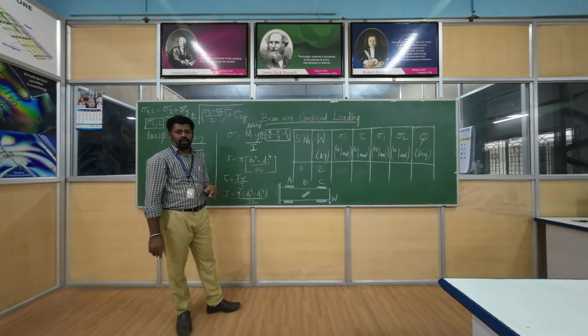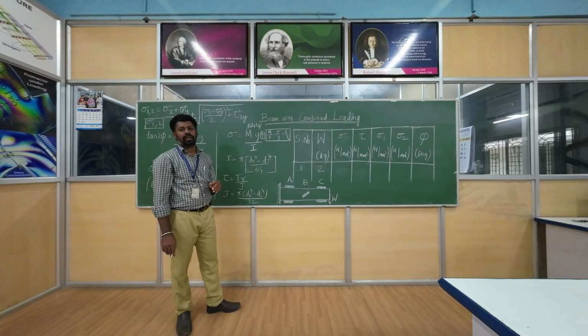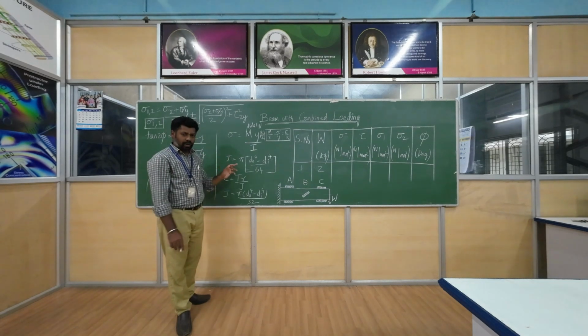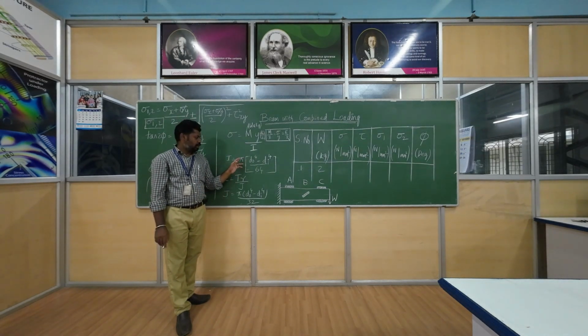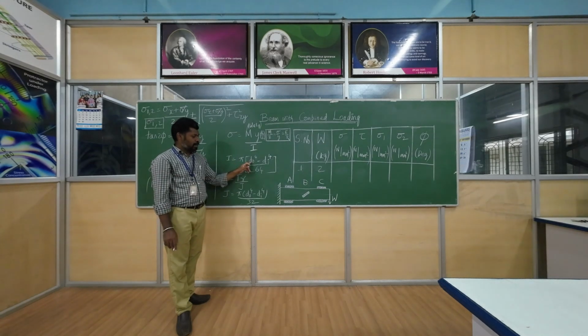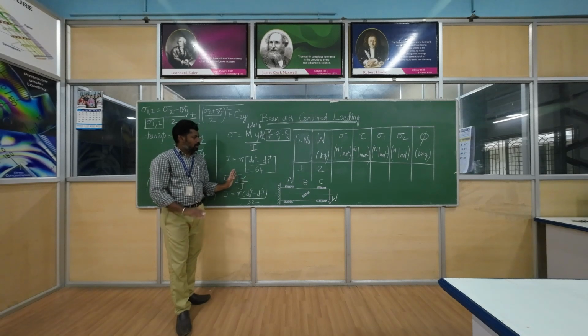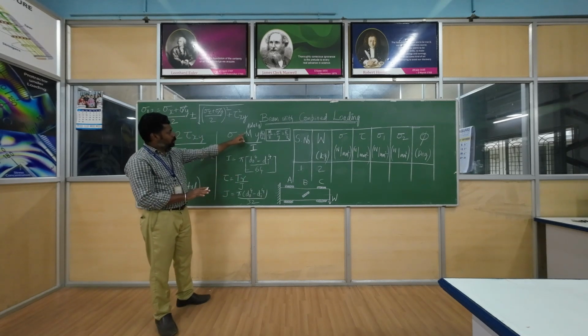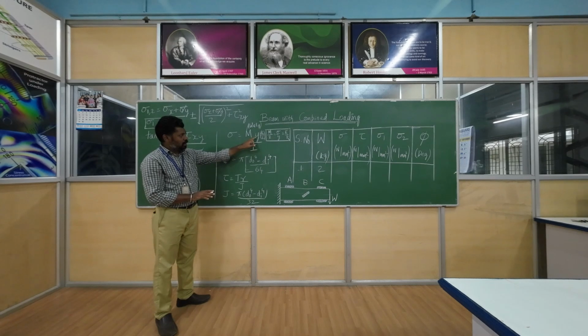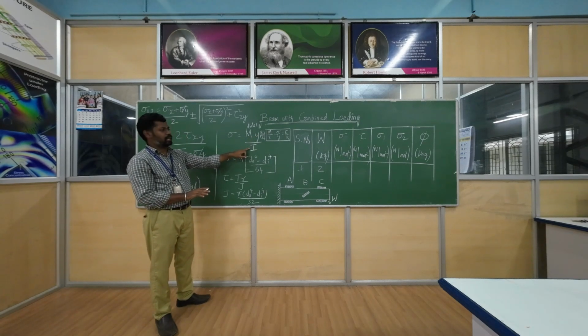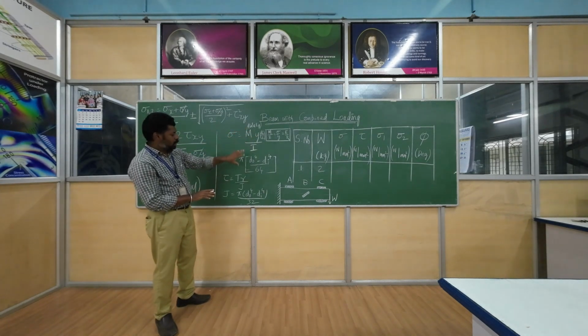And what is I? Again, I told you it's the geometrical property. For a circular cross section, it is pi d power 4 by 64. But here we use a hollow circular cross section. So pi into outside diameter power 4 minus inside diameter power 4, divided by 64. So now we know all the values. We know the applied load, applied moment. We know the distance from the neutral axis, that is at the top d naught by 2. We know the moment of inertia. Just plug in all the values, you get the stress.